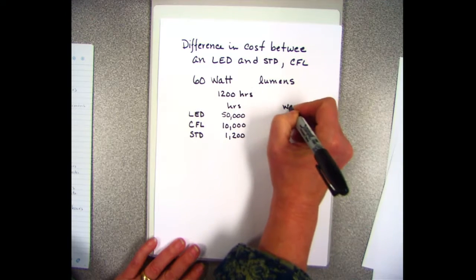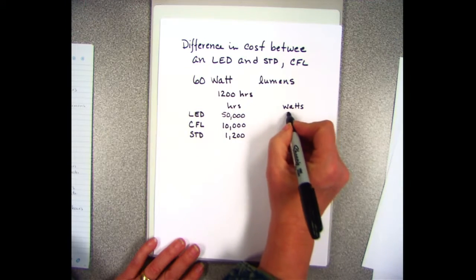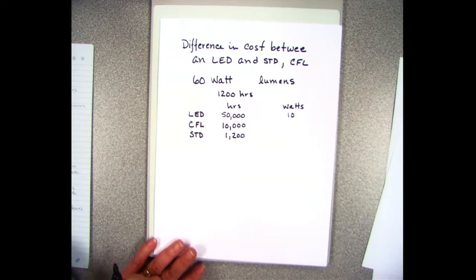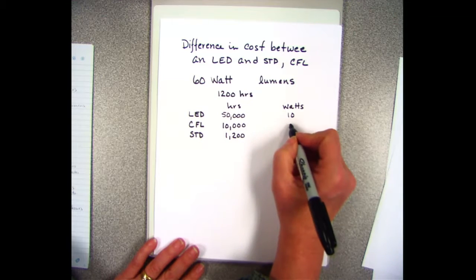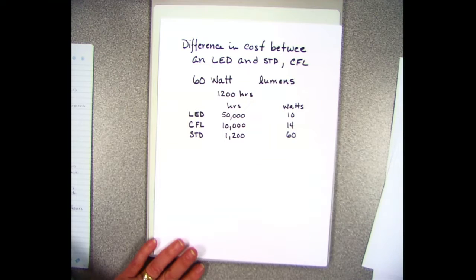The watts that were needed for these: for my LED, it's 10 watts. For my compact fluorescent, it's 14 watts. For my standard, it's 60 watts. So those are our 3 light bulbs.